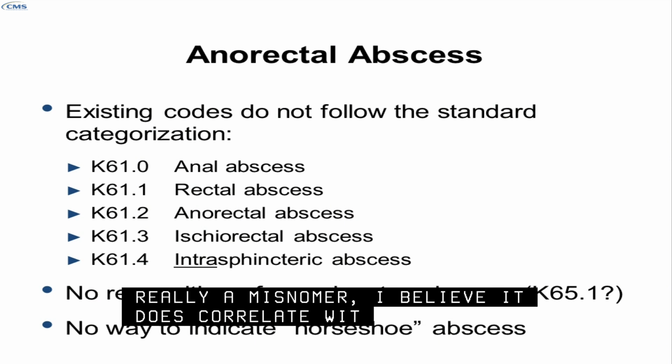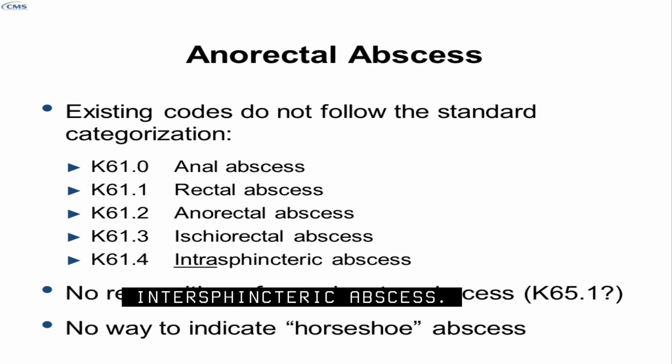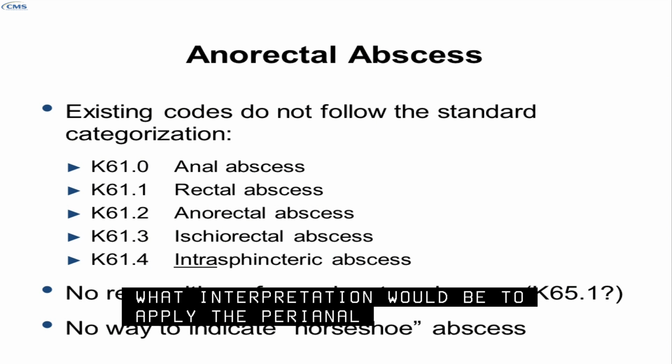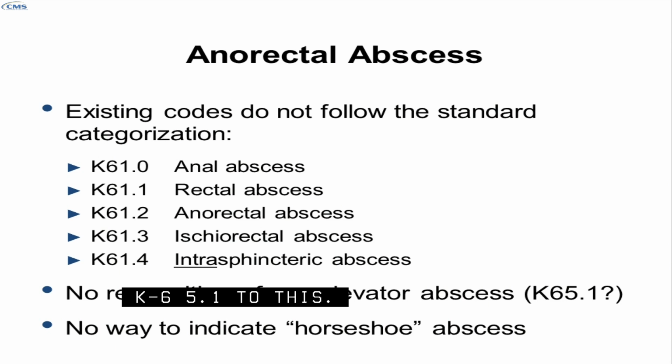And then K61.4, although it's really a misnomer, I believe does correlate with the intersphincteric abscess that I mentioned. What you'll notice is missing is that there is no code for the supralevator abscesses, although it's possible that one interpretation would be to apply the peritoneal abscess code K65.1 to this entity as well, at least for men, that is. I believe in women there's a different code.